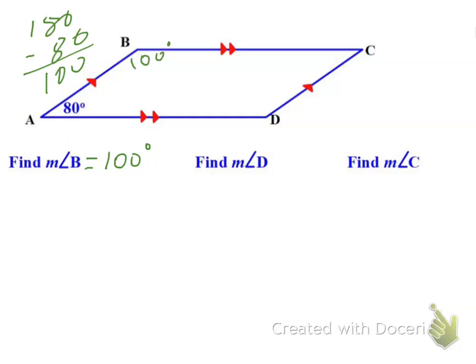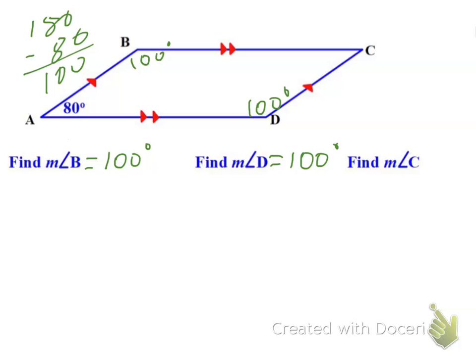Okay, so what's the measure of angle D? From angle A, we've got this transversal, AD, cutting two parallel lines again, right? Same thing. Once again, we have same side interior angles, so they will be supplementary to each other. So 180 minus angle A of 80 degrees equals 100 degrees again. So it equals 100 degrees. There we go.